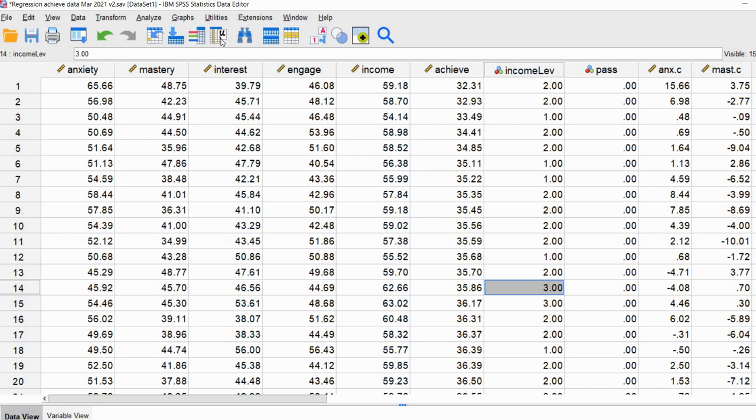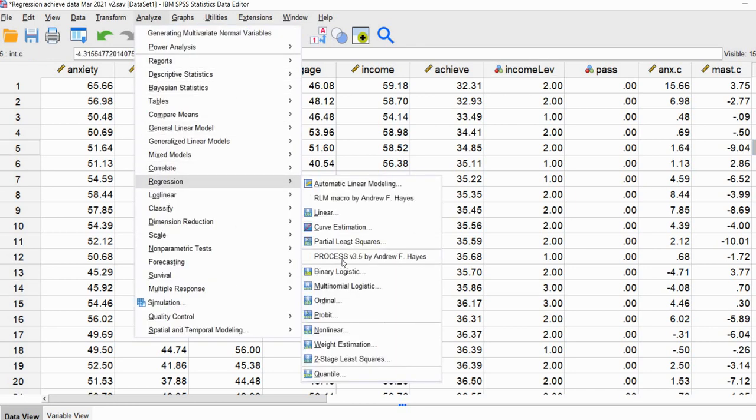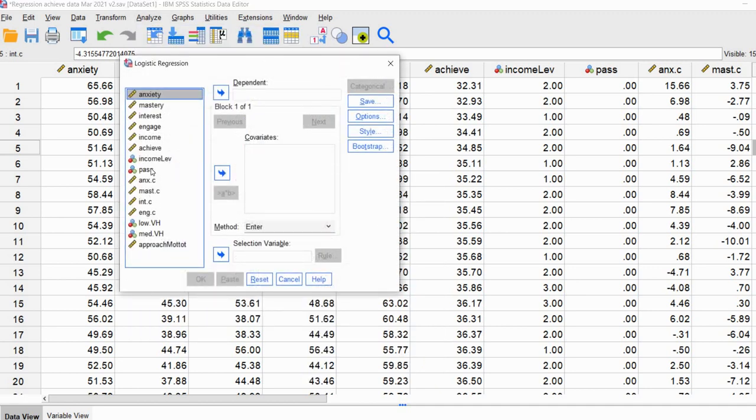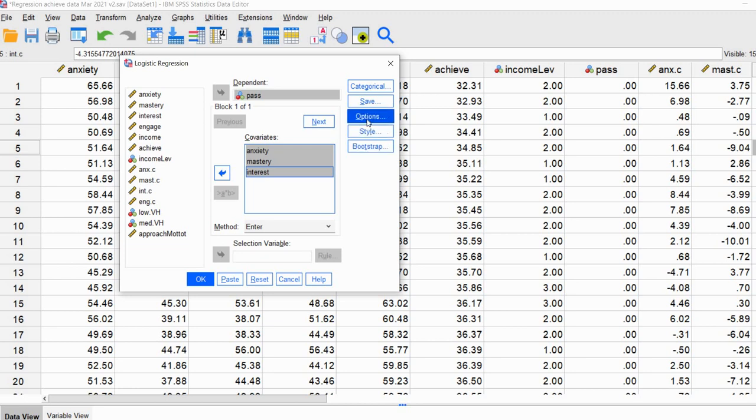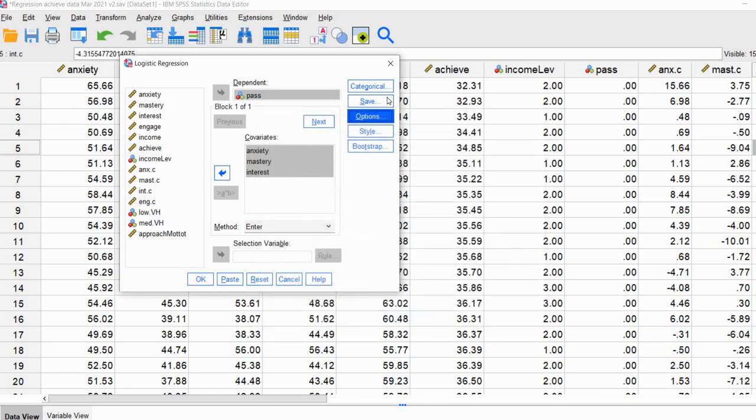So we'll go ahead and begin with our first analysis. We're going to go to Analyze, Regression, and then go down to Binary Logistic and click on that. We'll move the pass variable up to the dependent variable box, and we'll move anxiety, mastery, and interest over to the covariates box. I'm going to select under Options confidence interval for the odds ratios, and the Hosmer-Lemeshow goodness of fit test. So we'll click on Continue here.